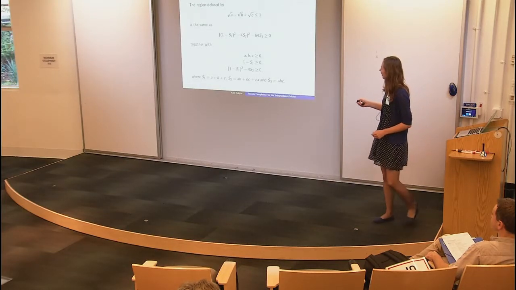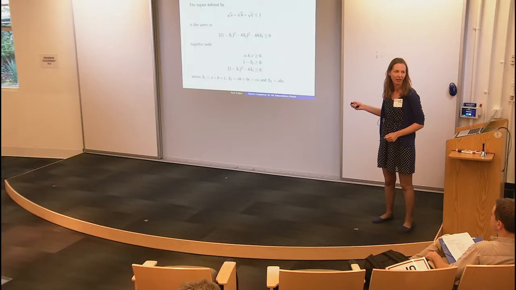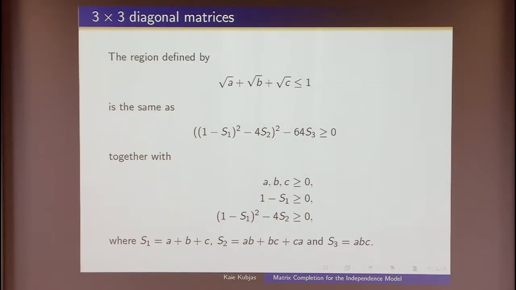So this is an example for a three times three partial matrix with a, b, c diagonal entries. And this region is the same as this inequality plus five inequalities, where S1, S2, and S3 are symmetric polynomials. Okay? And you can see here that this is a degree 4 polynomial. So in this case, d is 2, n is 3, and the constant term is 1.